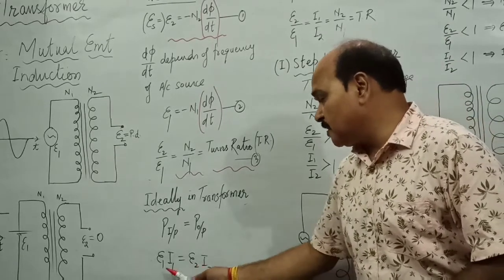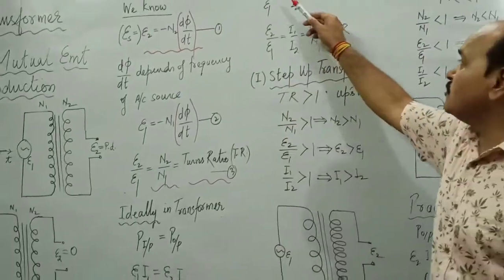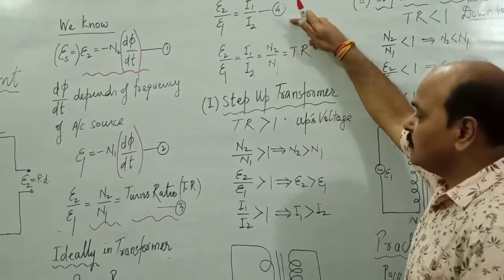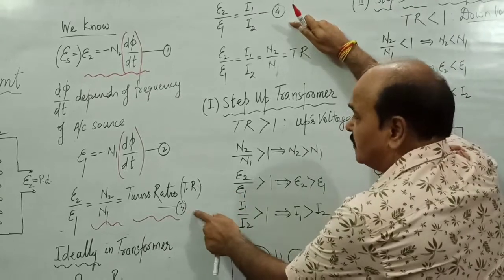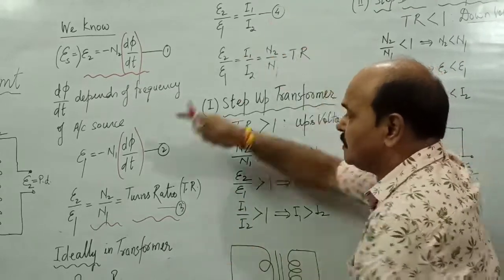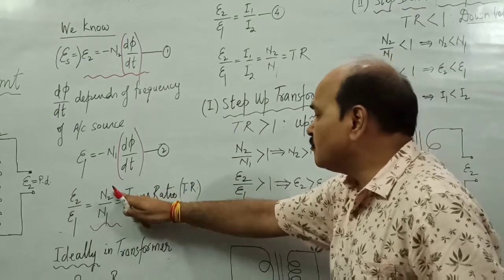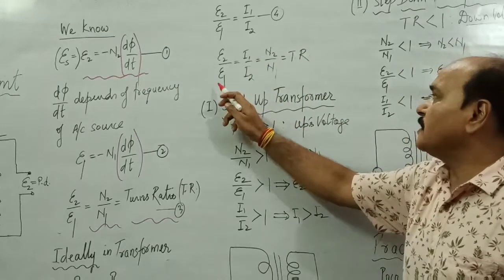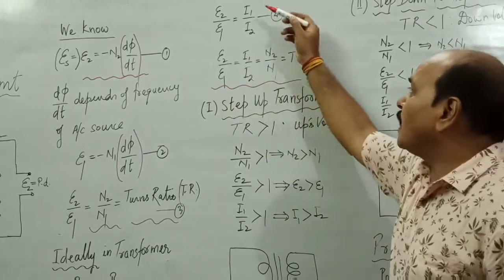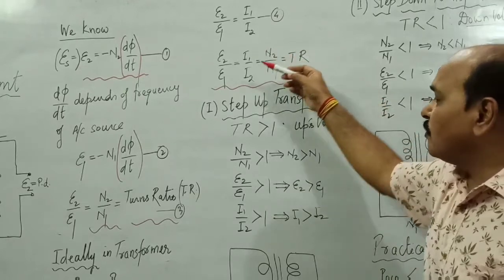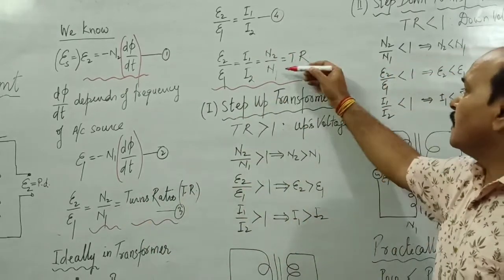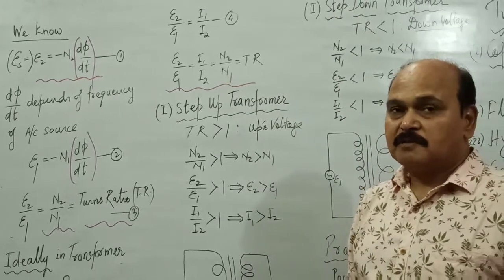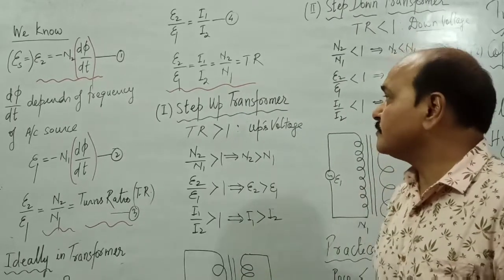Now E2 upon E1, from this expression we get what? E2 upon E1 as I1 upon I2. And if we substitute this value back into relation number 3, what do we get? We get E2 upon E1 is equal to N2 upon N1, and that is equal to what? I1 upon I2. So E2 upon E1 is equal to I1 upon I2, and that is equal to N2 upon N1, and subsequently it is TR, the turns ratio. This is also called the transformer ratio.